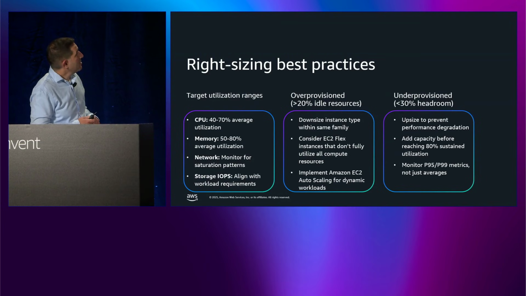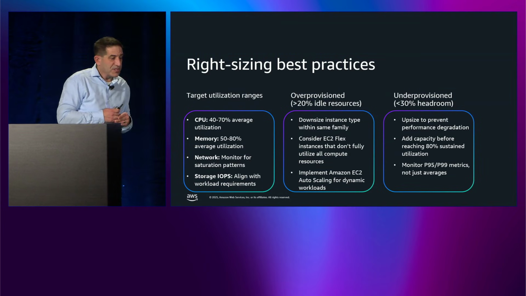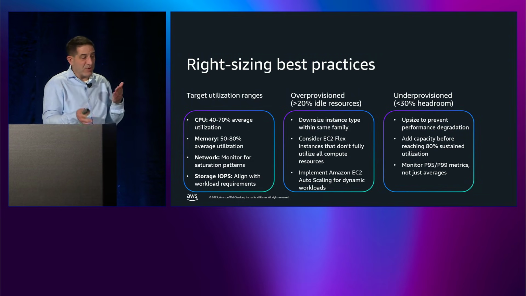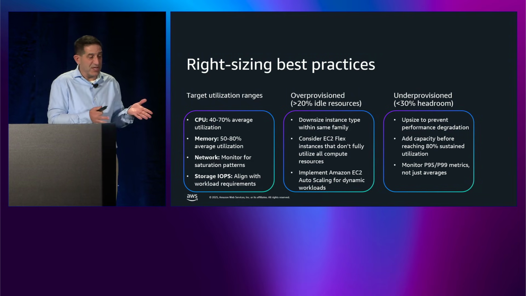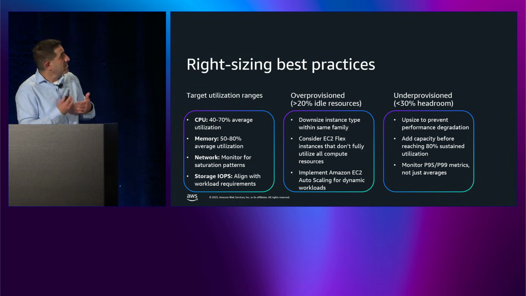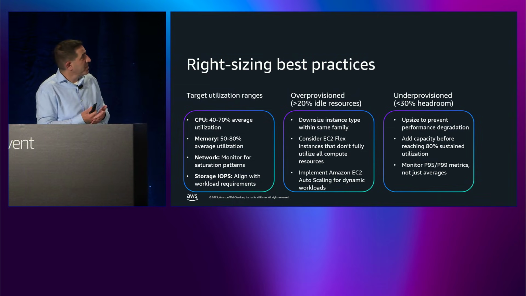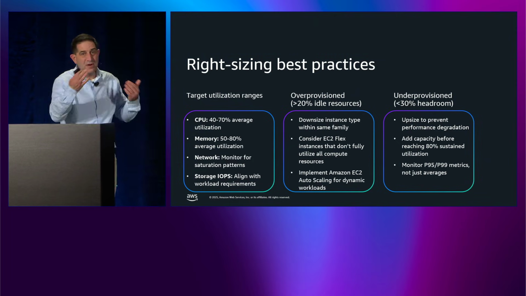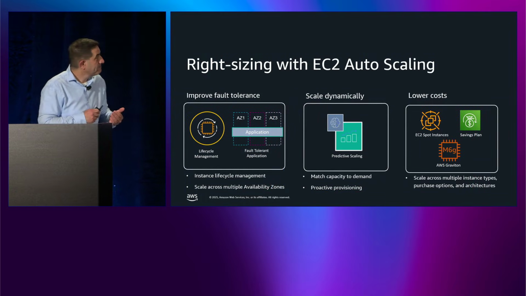Okay, so what are some right-sizing best practices? We really want to think about targeting utilization ranges, depending on the CPU architecture that you've chosen. Perhaps 40 to 70% utilization is optimal. For anything that's over-provisioned, if you've got greater than 20% idle resources, consider downsizing. If you're under-provisioned, if you have less than 30% headroom, consider sizing up.